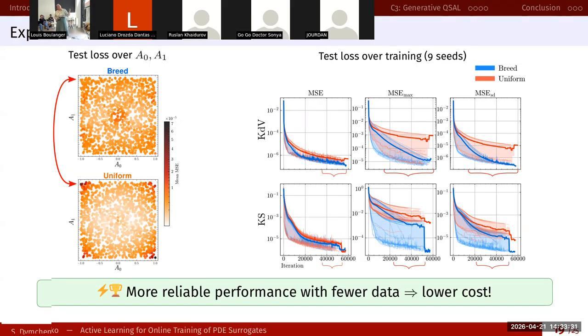We can see that with uniform sampling, the neural network achieved the maximum error at the end of the training, the same that with BREED, the neural network achieved at around 30% of the whole training time. What this means is that since we're working in online setting, every training iteration, we produce data. So 30% less training time equals 30% less data created. Therefore, with BREED, we have a more reliable performance with fewer data, and so with lower cost.